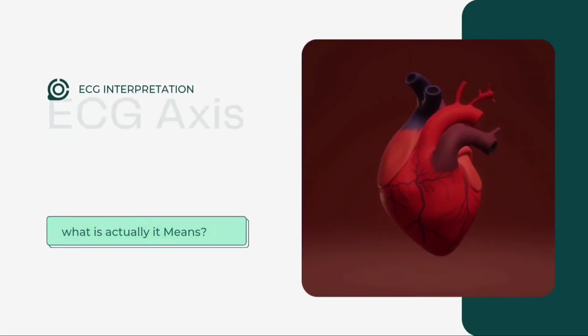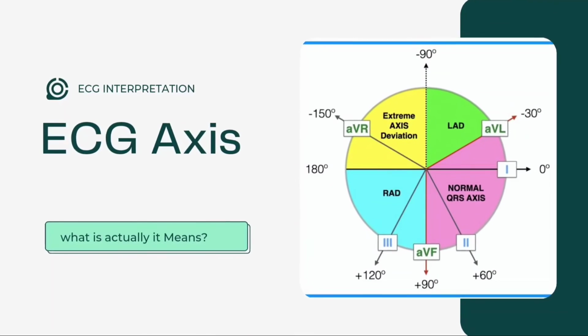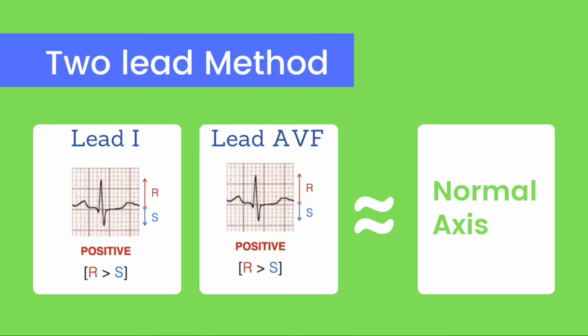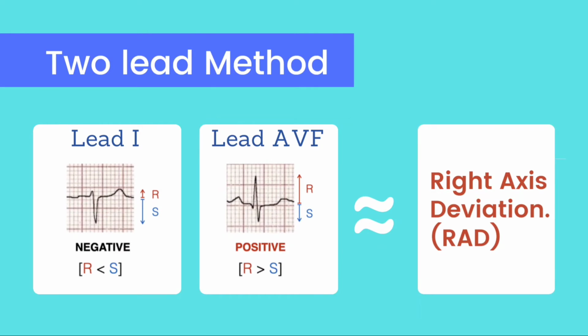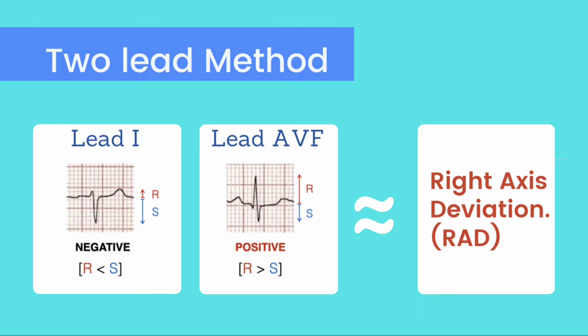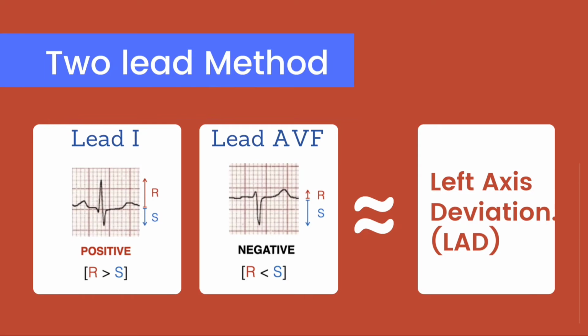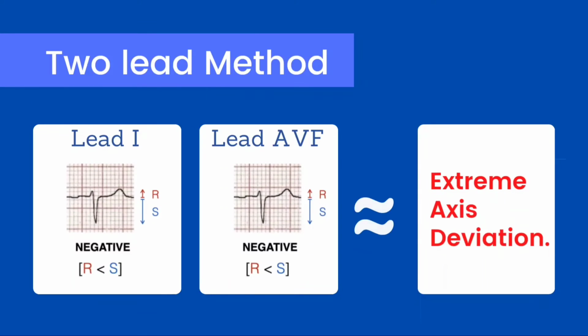Now, after estimating the QRS complex's morphology, we combine the patterns and find out the ECG axis. If QRS complex is positive in lead 1 and aVF, it's normal axis. Right axis deviation or RAD if QRS complex is negative in lead 1 and positive in lead aVF. Left axis deviation or LAD if QRS complex is positive in lead 1 and negative in aVF. And extreme axis deviation if QRS complex is negative in both lead 1 and aVF.